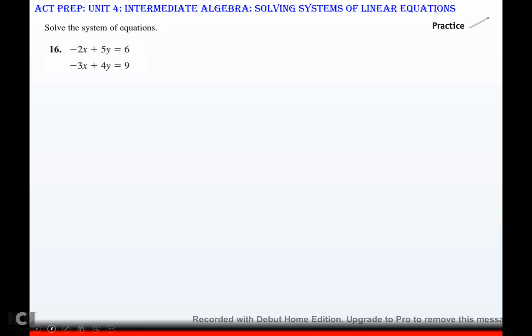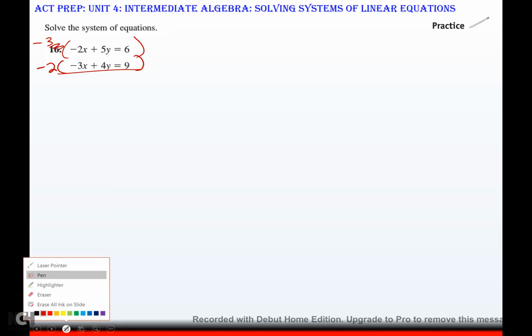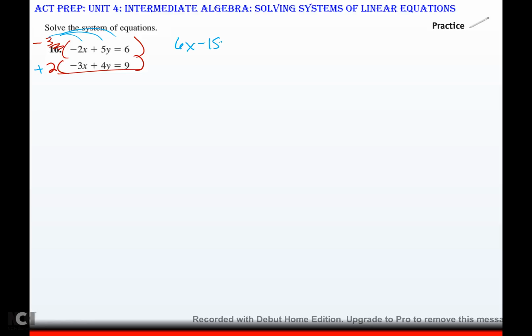All right, 16. Again, if I try and add right now, nothing is eliminated, so I'm going to have to multiply the top by the bottom and the bottom by the top. And I wanted to kill the x's, so -3 went up, -2 came down. They came out the same, I need to make them different, so I'm going to make the bottom positive. So I have -3 times -2x is positive 6x. -3 times 5y is -15y, and -3 times 6 is -18. 2 on the bottom is going to give me -6x times 4y is positive 8y times 9 is positive 18. And that's -18. Alright, so those cancel.